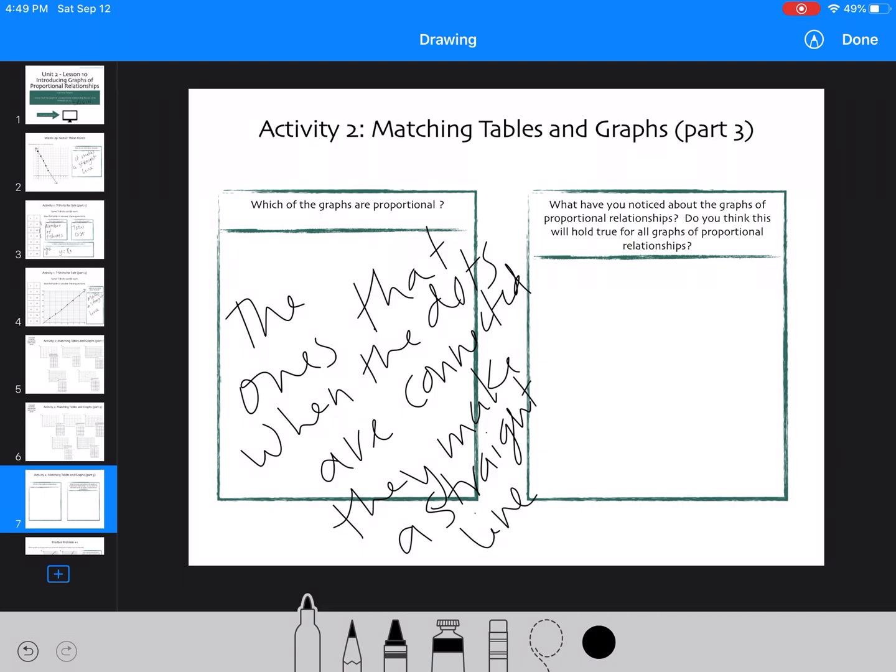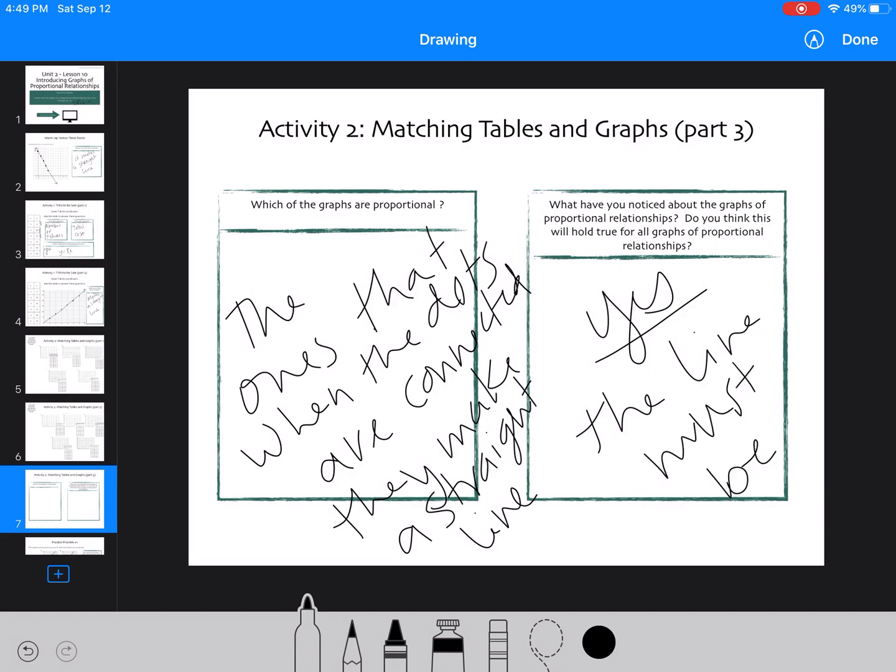So, what have you noticed about the graphs in proportional relationships? Do you think it'll hold true for the graphs of all proportional relationships? Yes. The line must be straight. Okay.